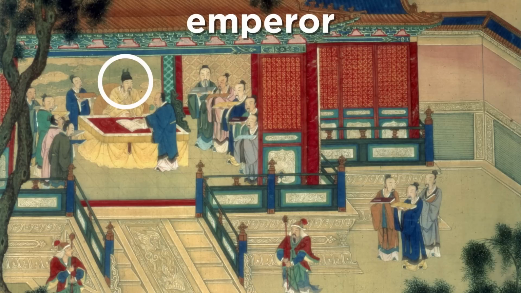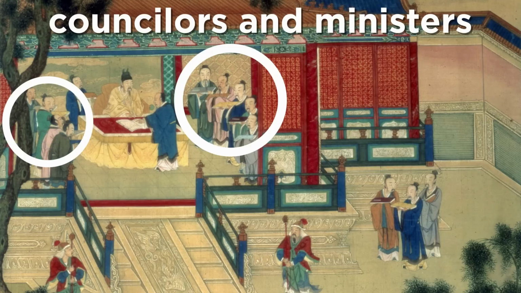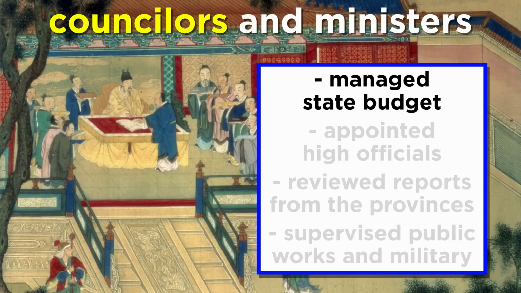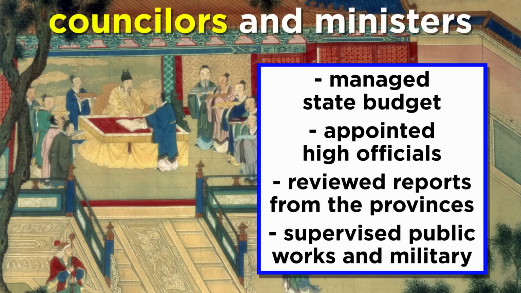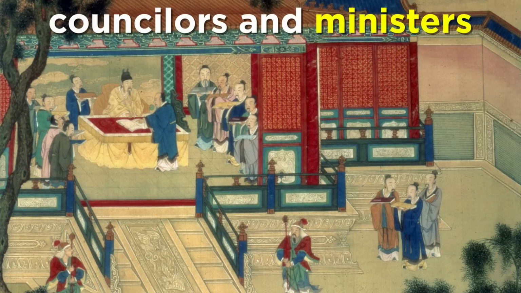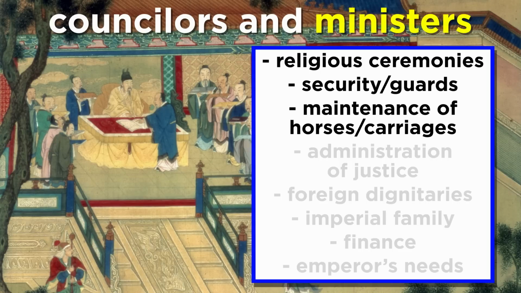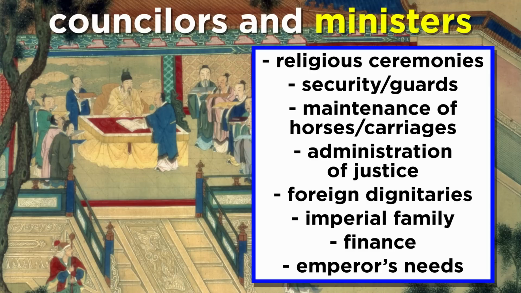At the top was the emperor himself, who was not limited by law but had a council of advisors whose decisions he was expected to take seriously. He also had 3 counselors and below them 9 ministers. The counselors, whose duties changed over time, were in charge of managing the state budget, appointing high officials, reviewing reports from the provinces, and supervising public works and military matters. The responsibilities of the ministers were more clearly delineated. They included religious ceremonies, the emperor's security, the imperial guards, maintenance of horses and carriages, the administration of justice, receiving foreign dignitaries, relations with the imperial family, finance, and the emperor's personal needs.